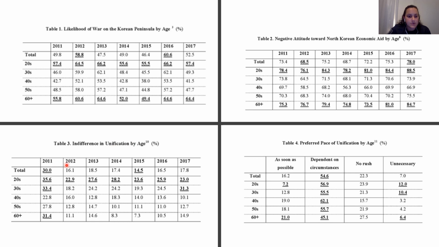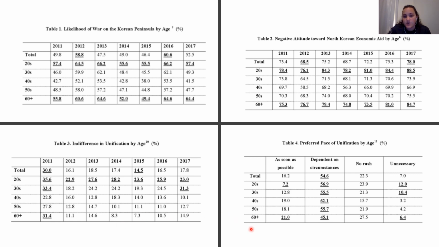In table 3, we're looking at the indifference to reunification, and the people who are younger tend to care more about reunification, not necessarily wanting reunification, but they're more put off by the idea because it would have such drastic effects on their daily lives. Whereas people above 60 don't really care. It's not going to affect them all that much.